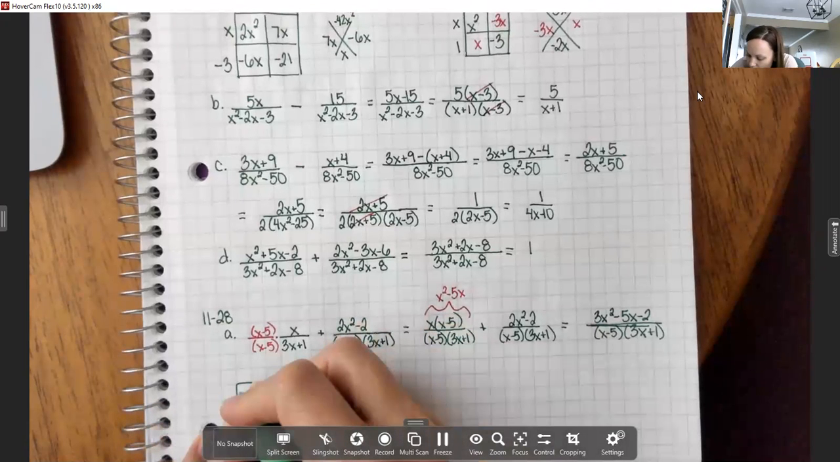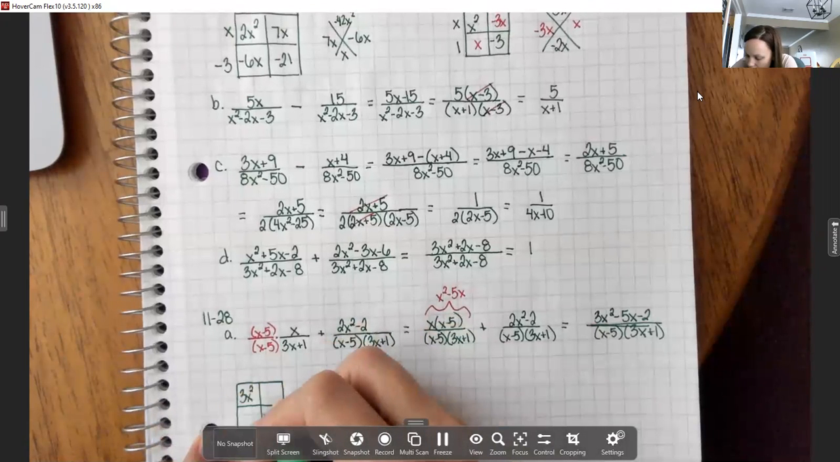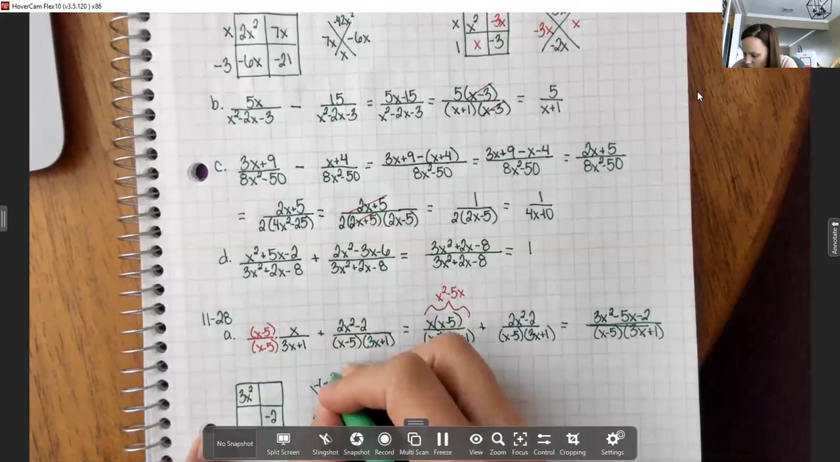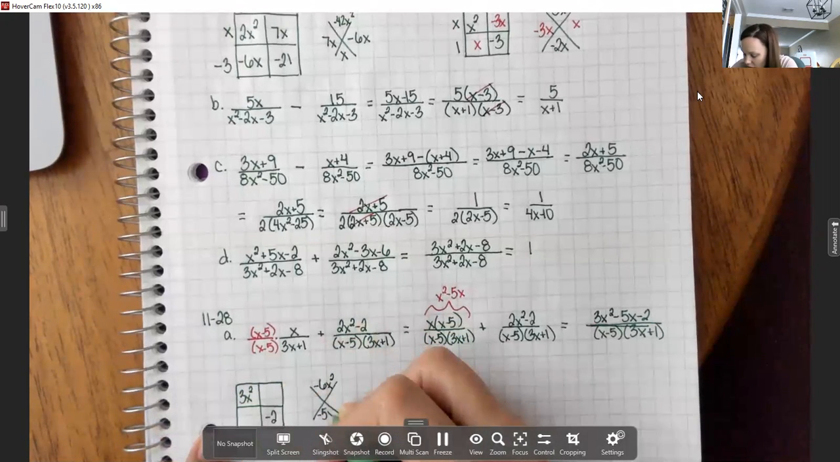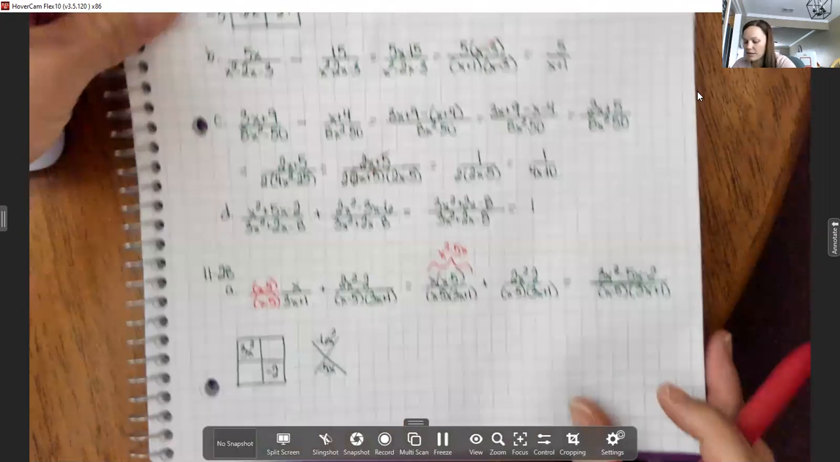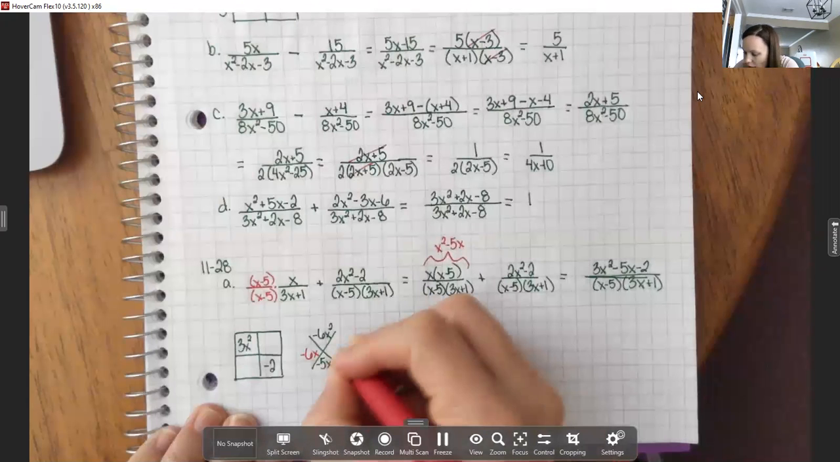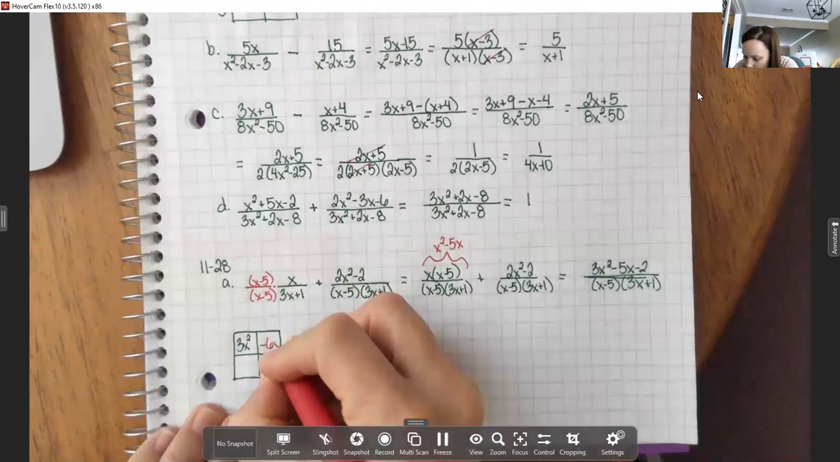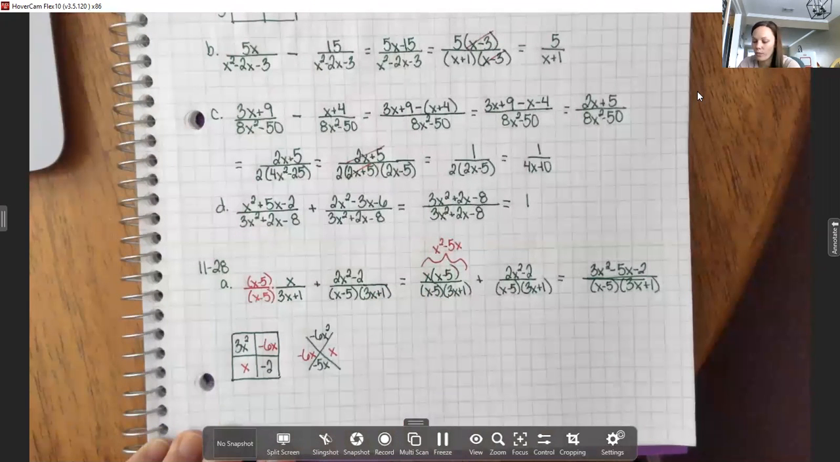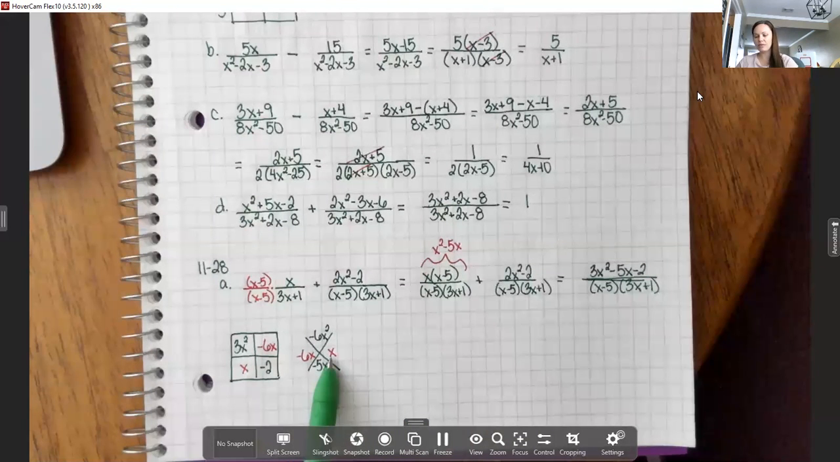So I have 3x squared, negative 2. So that's negative 6x squared, negative 5x, which makes the sides of my diamond negative 6x and 1x, or just x. Negative 6 times 1 is negative 6. Negative 6 plus 1 is negative 5.